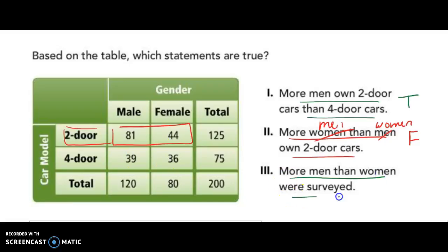More men than women were surveyed. So then we're just going to look at the columns of how many people were surveyed. So our total of men that were surveyed was 120. The total of women was 80. So this statement is true.